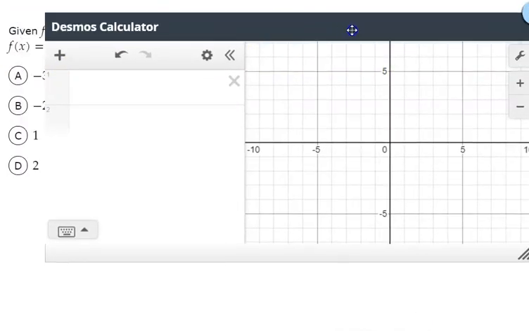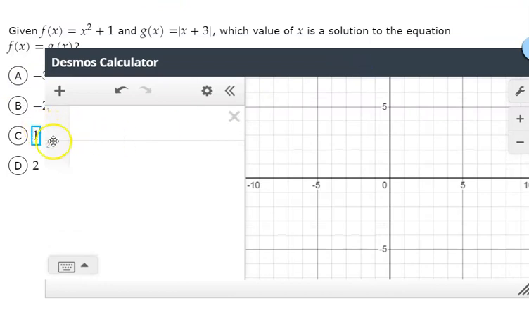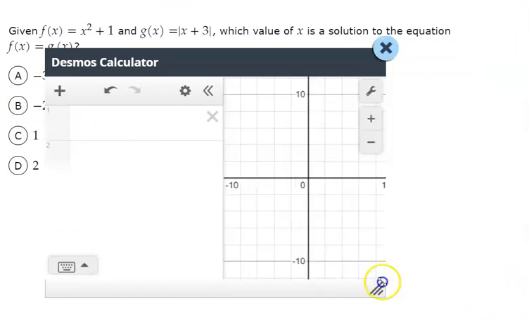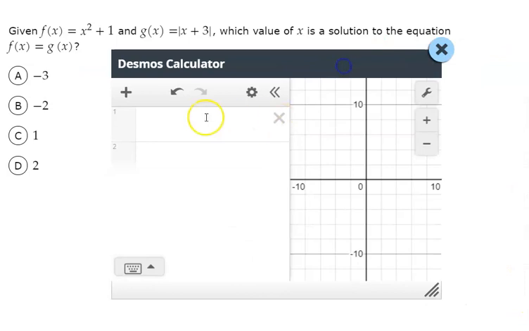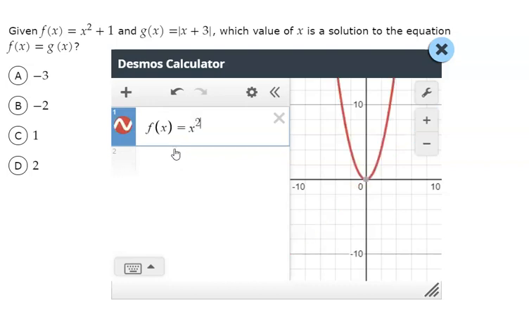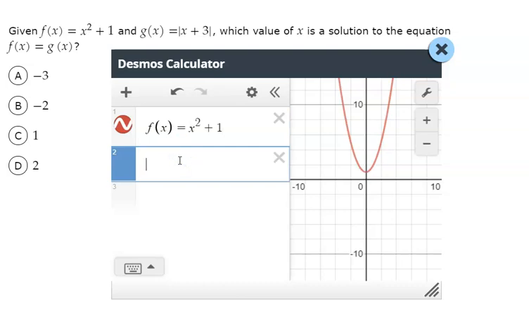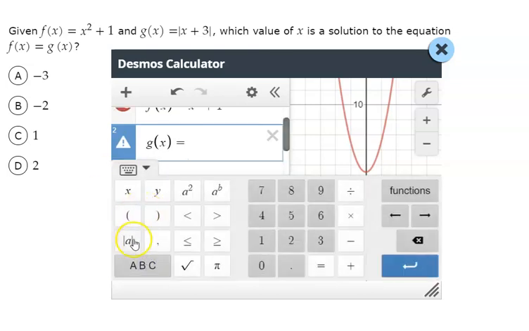So let's take the expressions here. Let's pull this over a little bit. I'm going to type in the function f of x equals x squared plus 1. And I'm going to type g of x equals, and then there is the absolute value symbol on your keyboard, and it's right down here at the bottom left where it says absolute value of a, and we'll put x plus 3 inside.